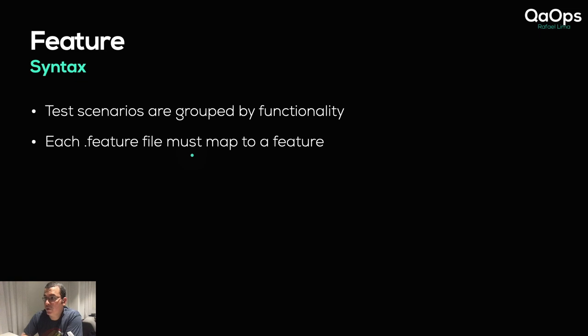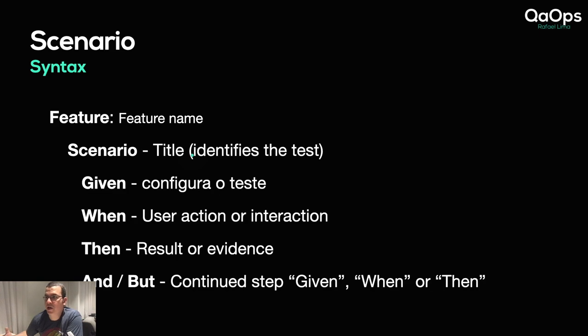So the test scenarios are grouped by functionality, right? And each .feature file must map to a feature. That's basically what I said. And in a broader scenario, you're going to have this kind of thing. You're going to have the feature and the feature name. You're going to have the scenario and the title of the scenario, and the title identifies the test, meaning that you cannot have two scenarios with the same name.